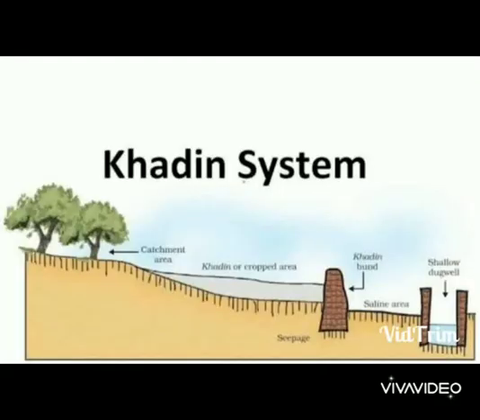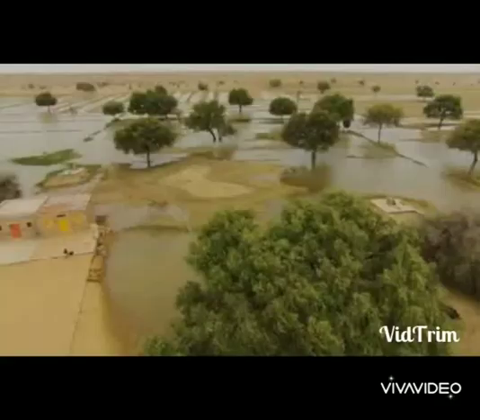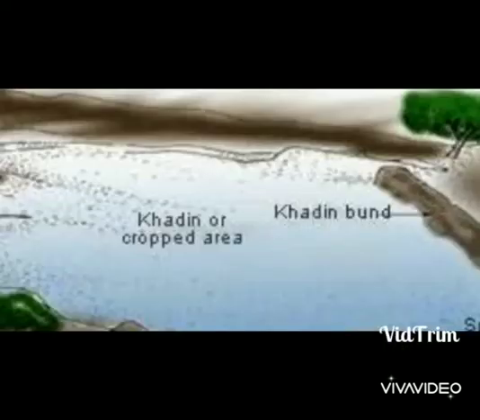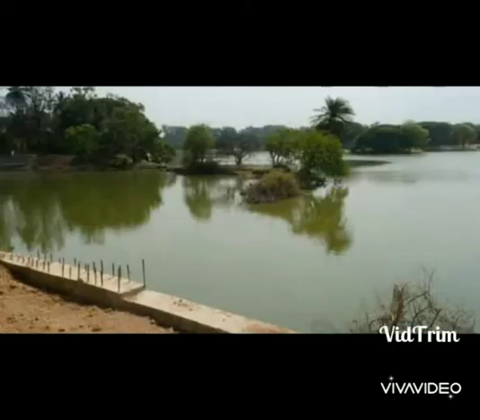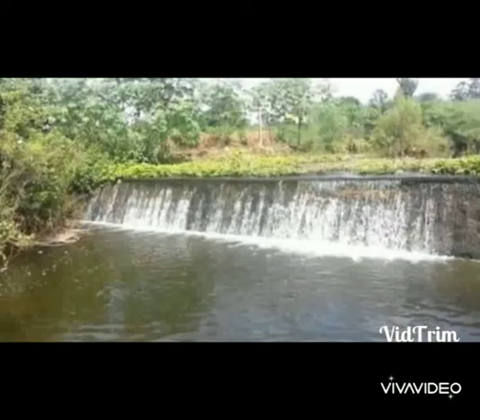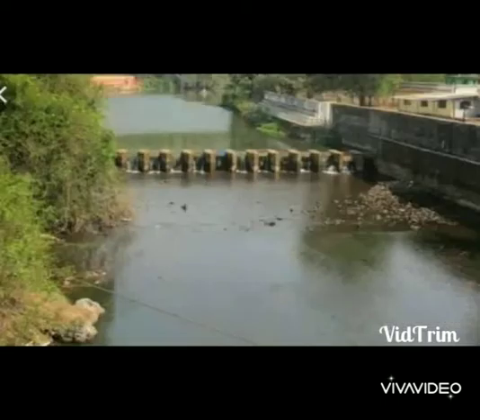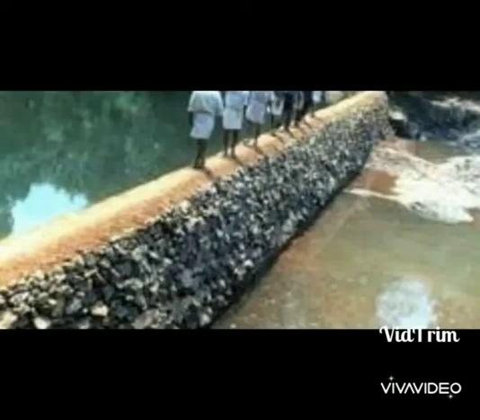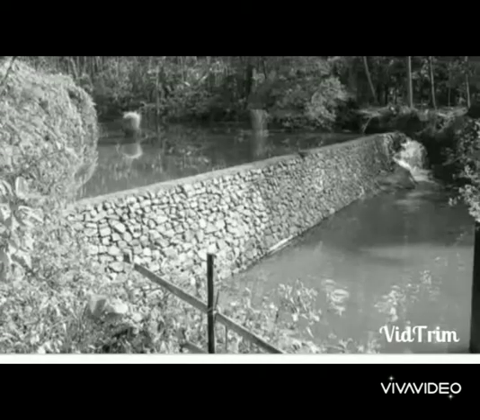There are some traditional systems of water management: Khadins, tanks and nadis in Rajasthan, Bhandaras and Thals in Maharashtra, Bandhis in Madhya Pradesh and Uttar Pradesh, Kattas in Karnataka, and it is called by other names in different states of India.